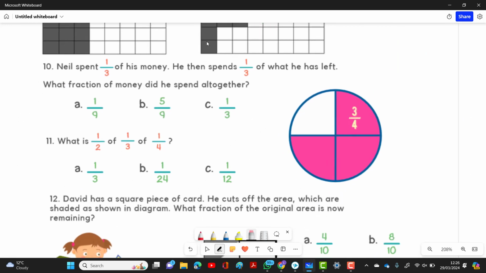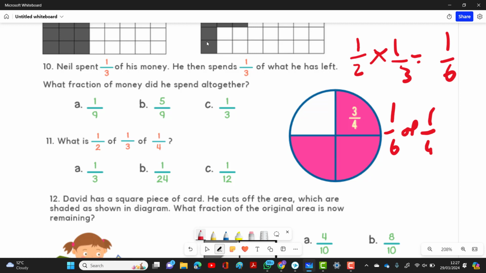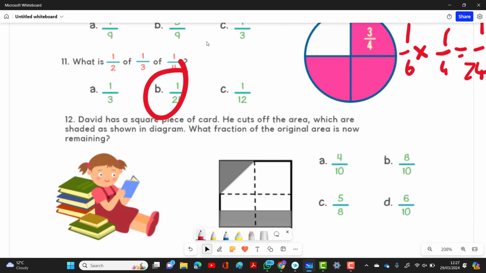Okay, next one is number 11. Half of a third of a quarter. Don't forget, every time you see the word "of", you change it to times. So half of 1/3 equals 1/6. And then 1/6 of 1/4, change the "of" to times. So it's 1/24.